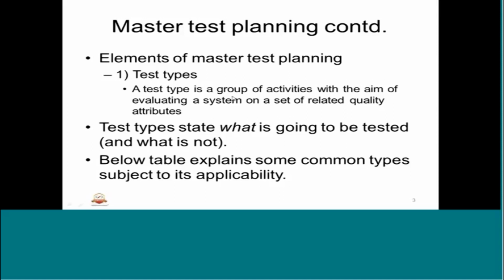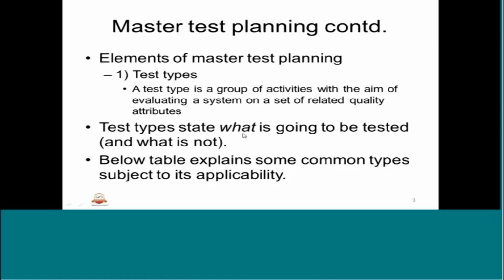A test type is a group of activities with the aim of evaluating a system on a set of related quality attributes. That means test type identifies an evaluation mechanism for certain things, like it could be performance, it could be meeting certain criteria, it could be quality aspects in terms of coverage or standards, etc. So basically it accumulates a group of various activities. Aim is to evaluate the system based on certain attributes or measures.